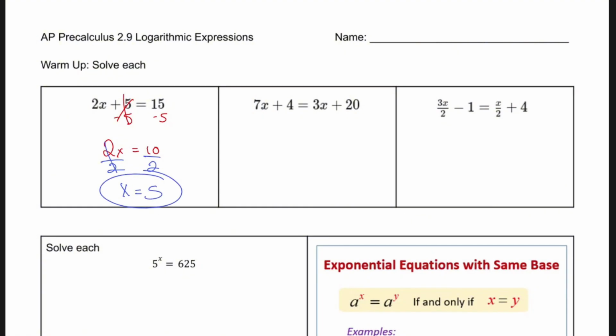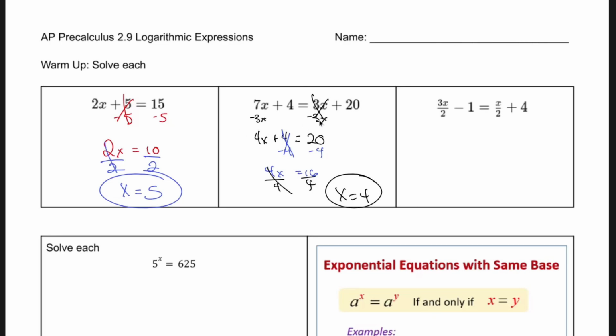Variables on both sides of the equal sign? Well, let's subtract the one from the right, because that's what I prefer doing, minus 3x from both sides. That gets me 4x plus 4 equals 20. Let's subtract 4 from both sides. Not that it's a two-stepper. 4x equals 16. Let's divide both sides by 4. X equals 4.